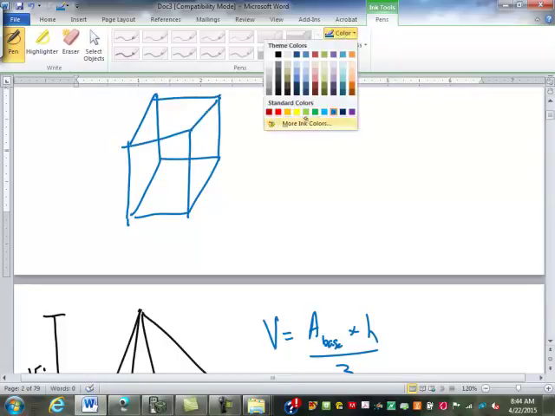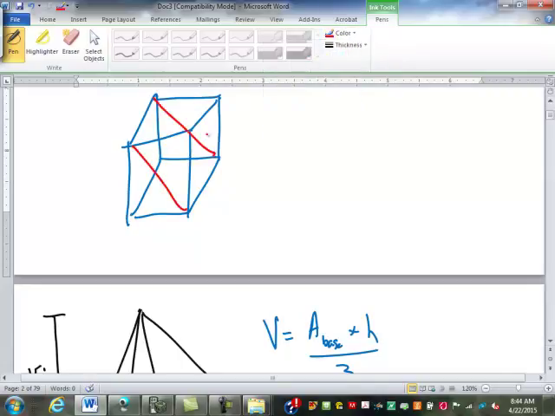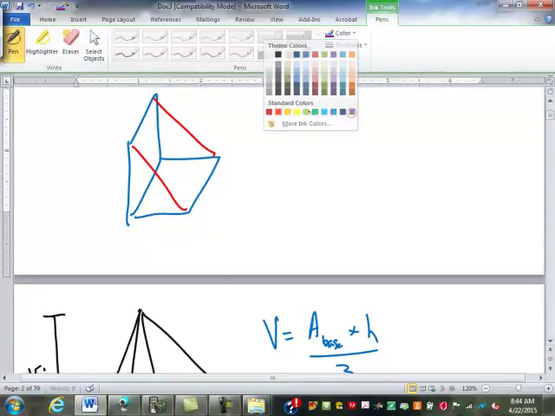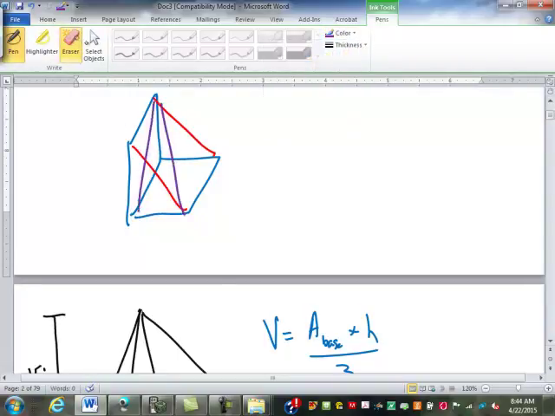So we have a box like this. If we cut it in half, we're just going to get this, a wedge. To get a pyramid, we'd have to cut it again, like this. So it's less than half of the whole box. It ends up being a third.